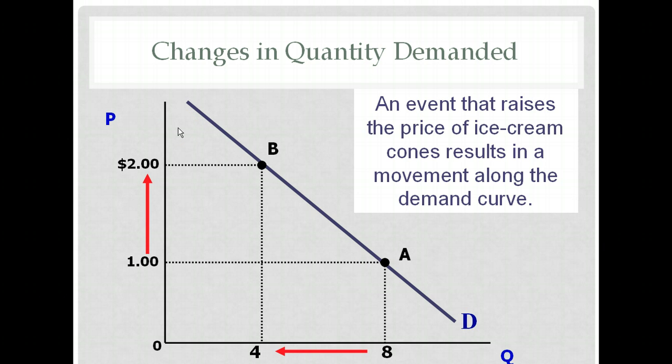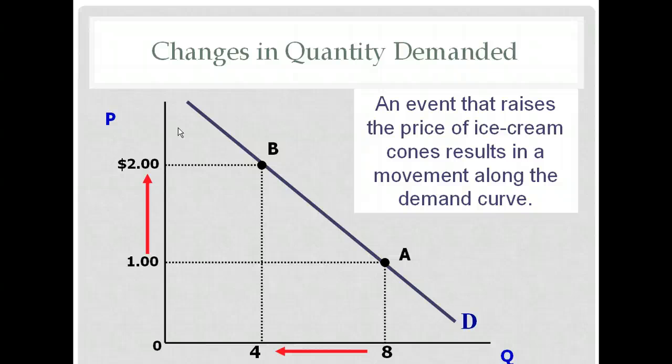So let's take a look at ice cream. How much do you like ice cream? Well, by moving from point A to point B, we don't like ice cream any less or more. Our feelings about ice cream, what we get from ice cream, hasn't changed at all. The only thing that's changed is that because ice cream is more expensive, we probably aren't going to be able to buy as much of it. But our feeling about ice cream, how much goodness, I like to say, we get from it, that hasn't changed at all. That's what a change in quantity demand is. It only happens when there's a change in price.